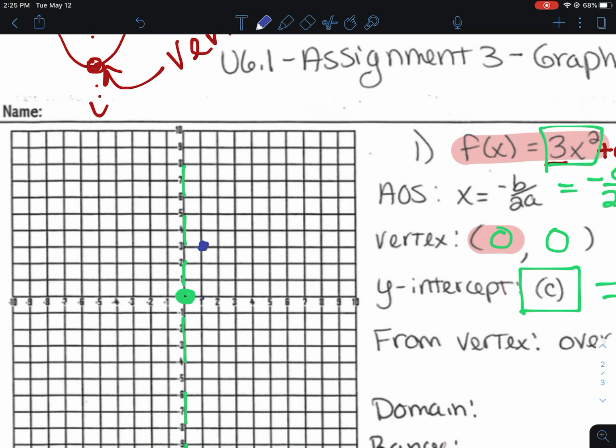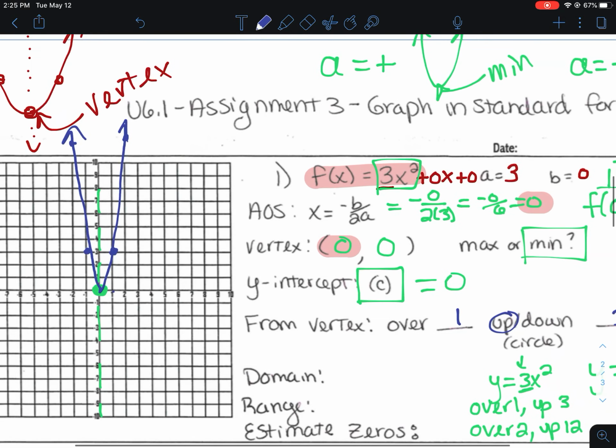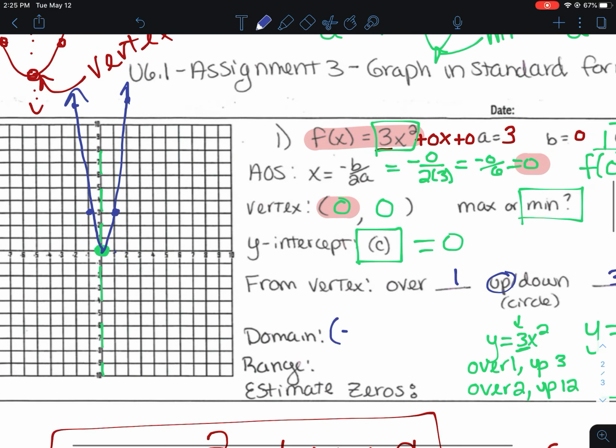So from the center point, we have a stretch of 3. We're going to go over 1 but up 3 spaces. Over 1, up 3. And then we said we'd go over 2 but up 12. So all the way up here. You can see how narrow this parabola already is. Okay? That's all there is to it.